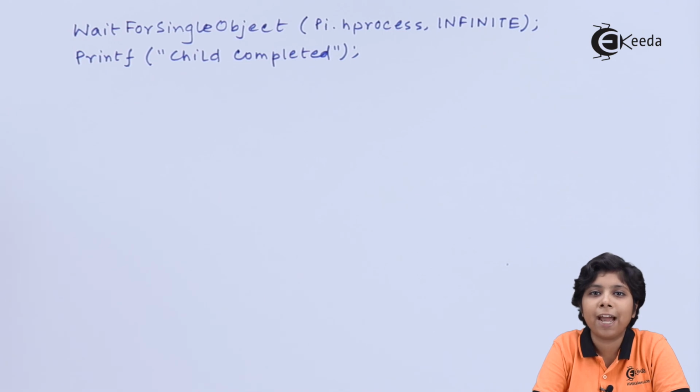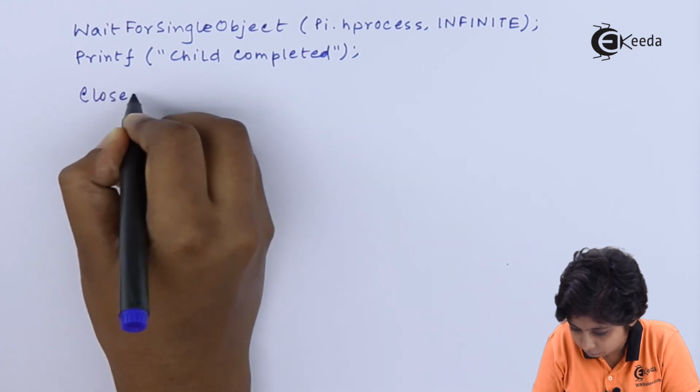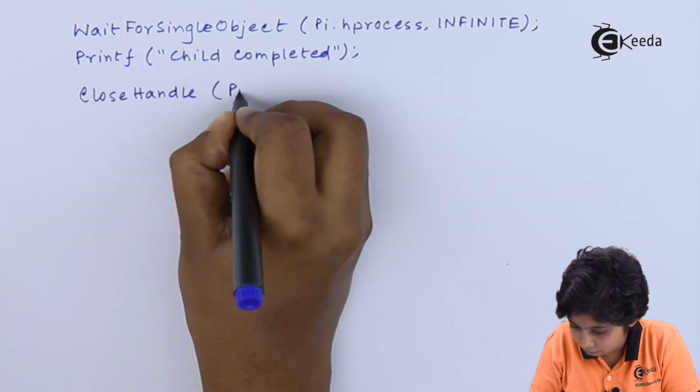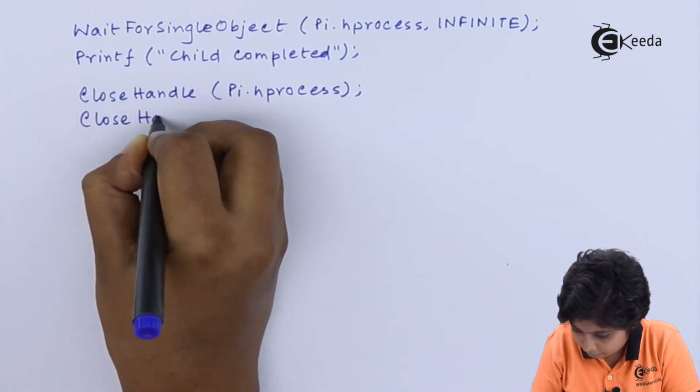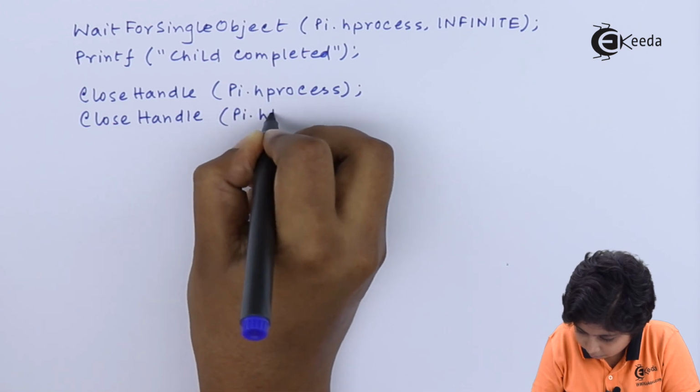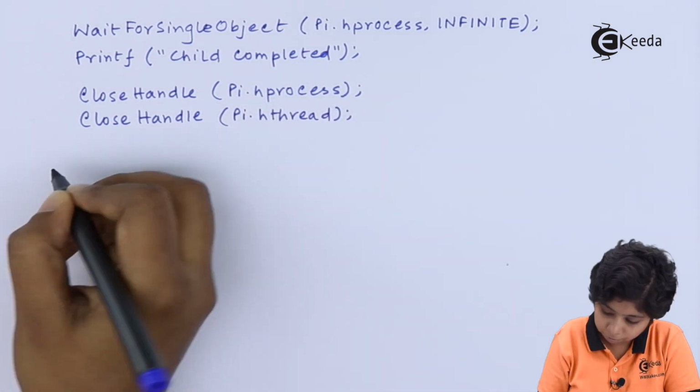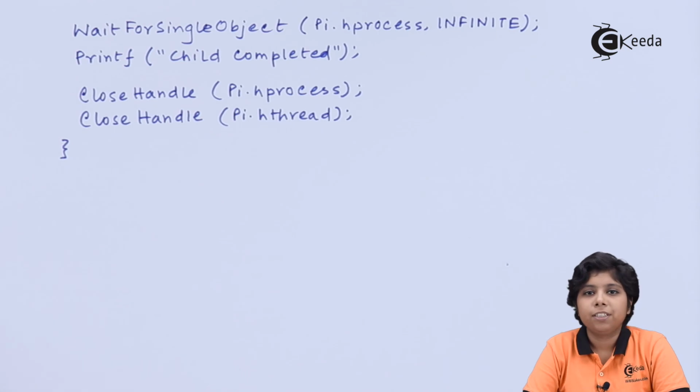Now as we are using handles, we must close the handles too. Using the CloseHandle system call, we are passing the handle to the child process and its thread too. By closing the handles, we are declaring that we have finished the process creation. That is all for process creation.